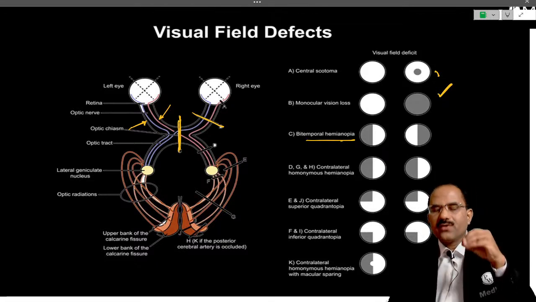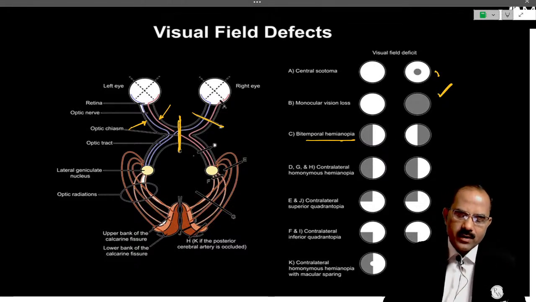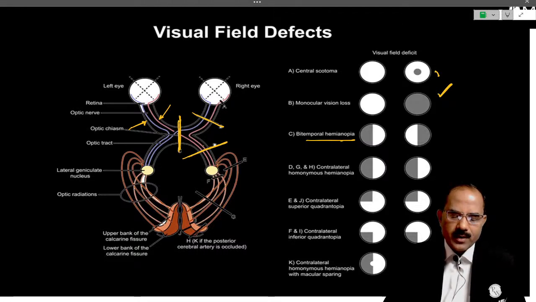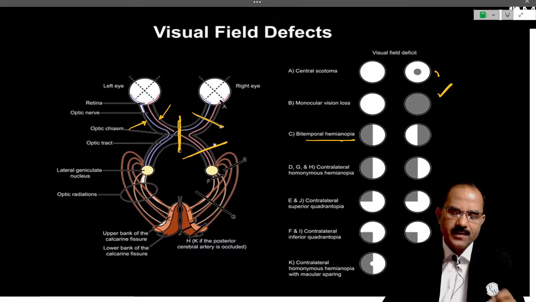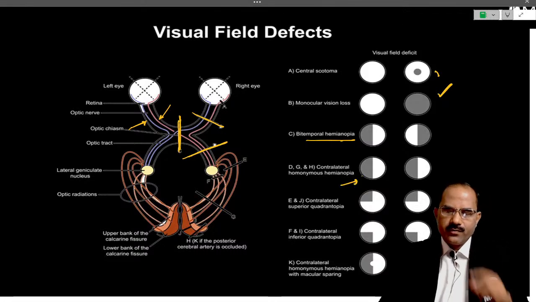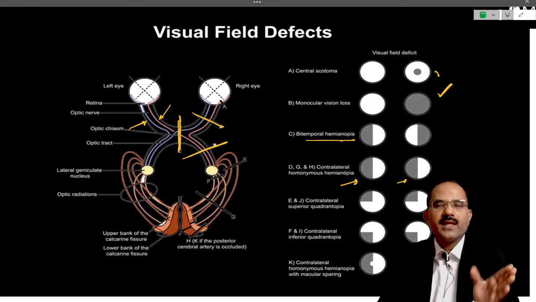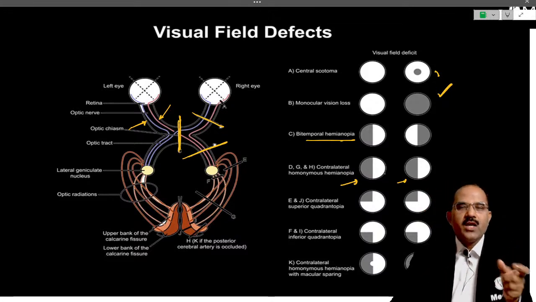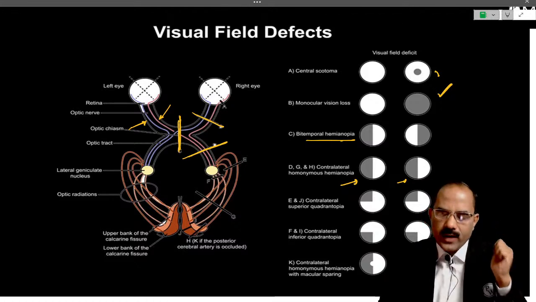The lesions of the optic tract are going to cause what? Coming down, if there's a lesion of the optic tract, the nasal fibers from this side and the temporal fibers of the other side are affected. So which field of vision is lost? The nasal field of vision for this eye and the temporal field of vision for the other eye is gone. So this is a contralateral homonymous hemianopia. Contralateral homonymous hemianopia is due to involvement of the optic tract.